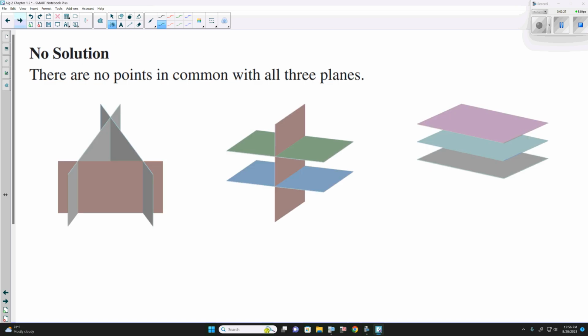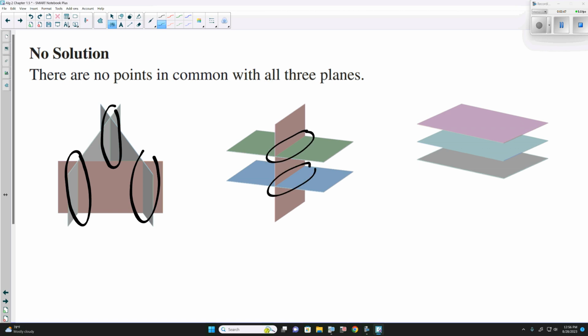And the last one is no solution, because there is not a point or set of points that is true for all 3. Because if we look at this first one here, there are points of intersection. There's actually 3 sets of points of intersection, but it's not intersecting on all 3 planes. It's only intersecting at 2 at most. The same thing is true for this one here. We have 2 sets of points where they do cross, but it is not true for all 3. And the last one, there is no point of intersection. There's no point that they cross. So we just say that this is no solution.